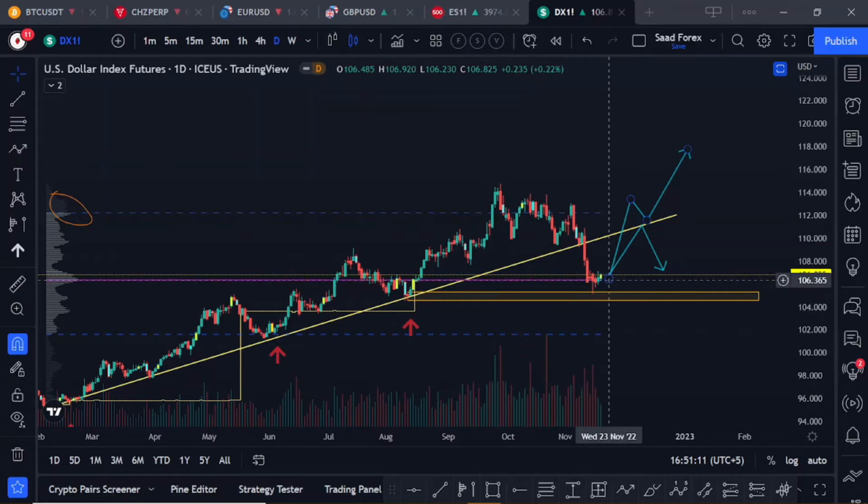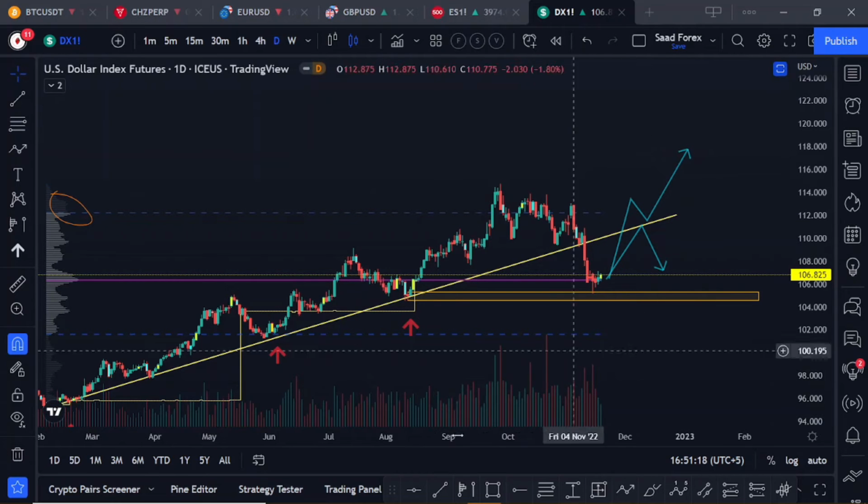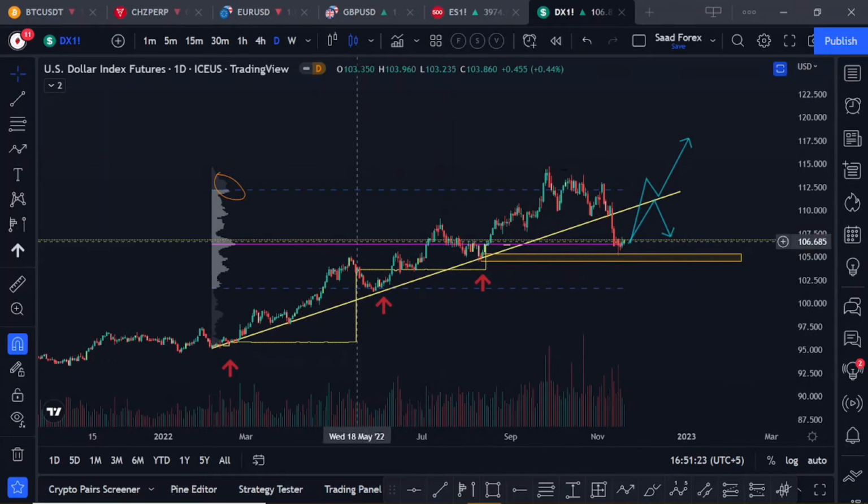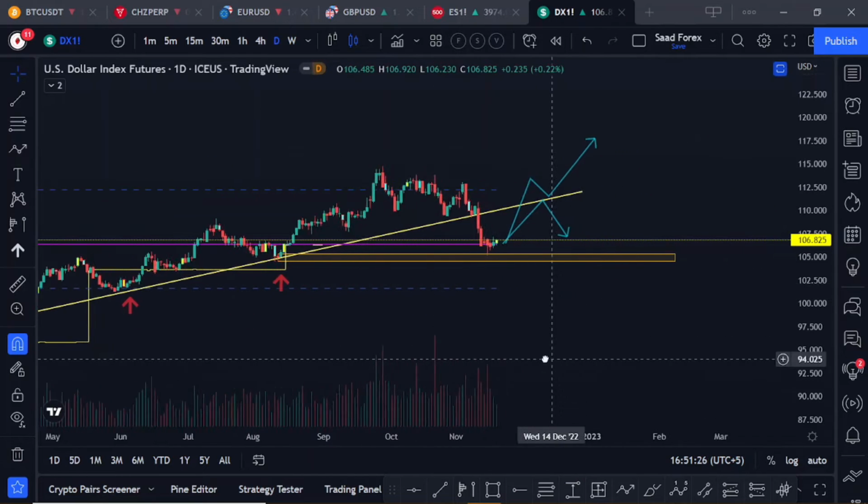If we are around the POC, we could probably do some range-bound days around here, then start to fly up. So maybe the dollar will continue its uptrend. Who knows?